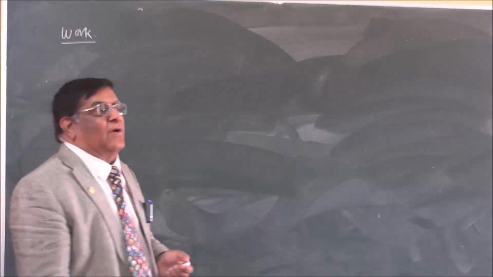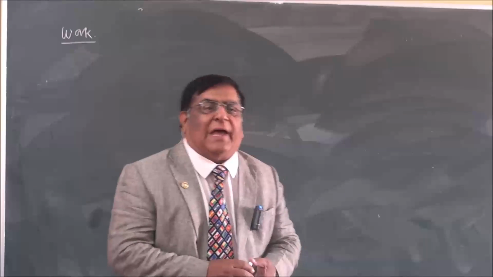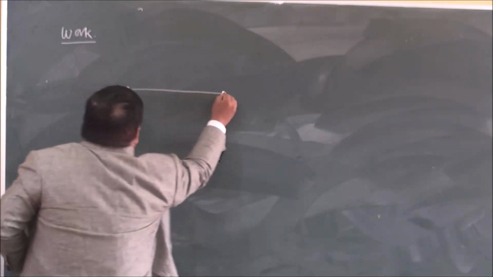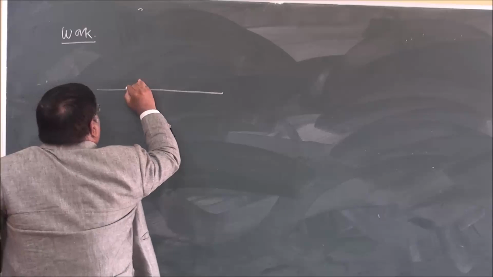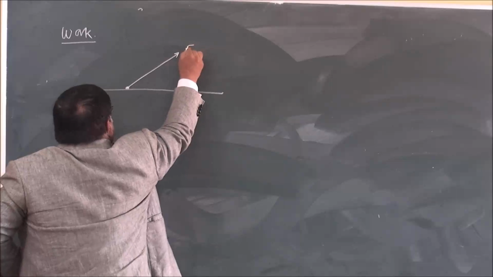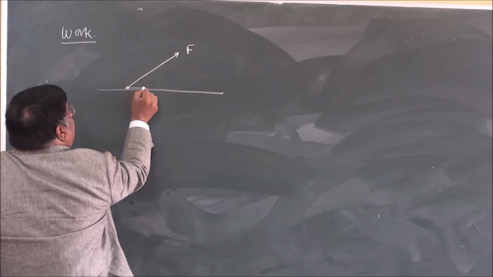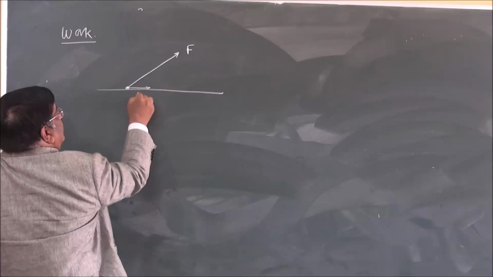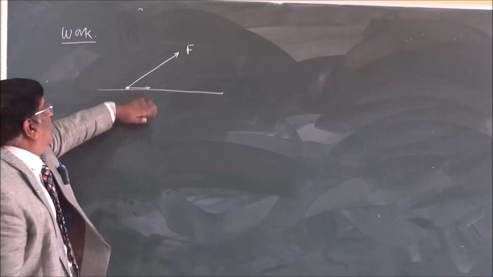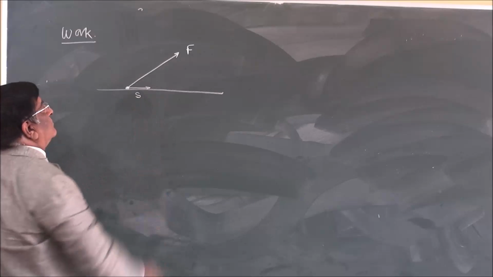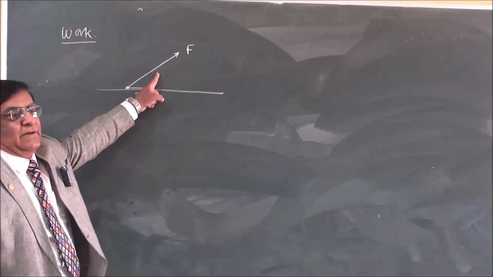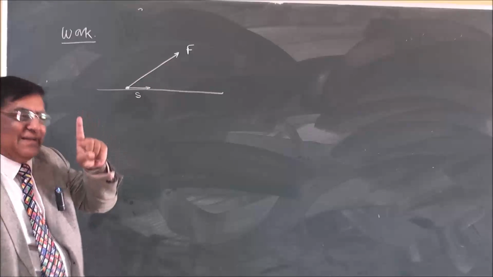Now, if force F is applied on a body and it moves, we see it here. Here is a body, here is a floor. We apply force in this direction and there is a displacement of it in this particular direction, displacement, or we can say S. Then force is applied, displacement is there, work is done.